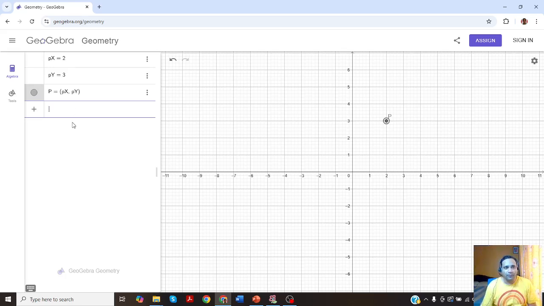Okay, now px and py, you observe that it is gray. That means, okay, I can still move it because it is not constrained by anyone. So okay, something happened here.